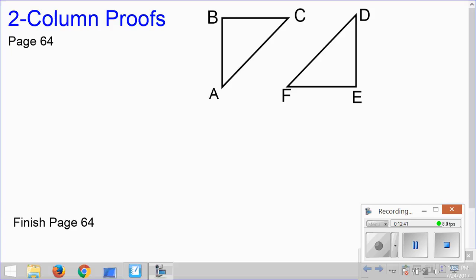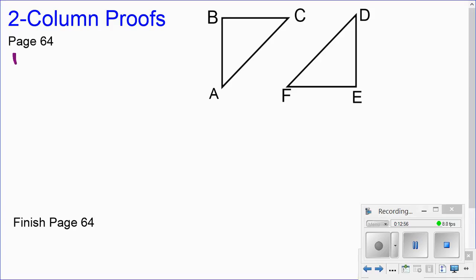Okay, let's take a look at one more. This is on the next page, page 64. So in this proof, we're told that segment BC is perpendicular to segment AB. So BC perpendicular to AB, I'm going to go ahead and mark that.